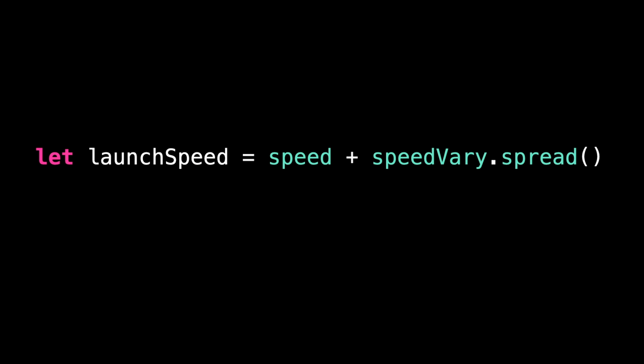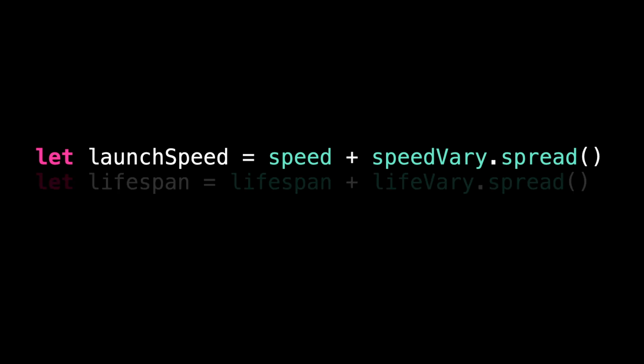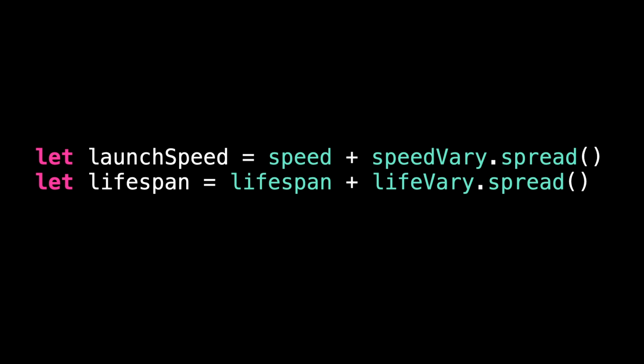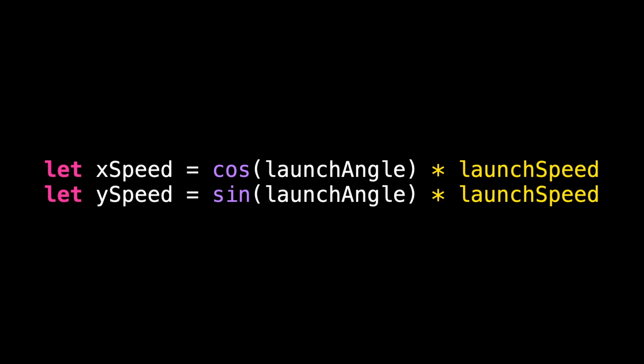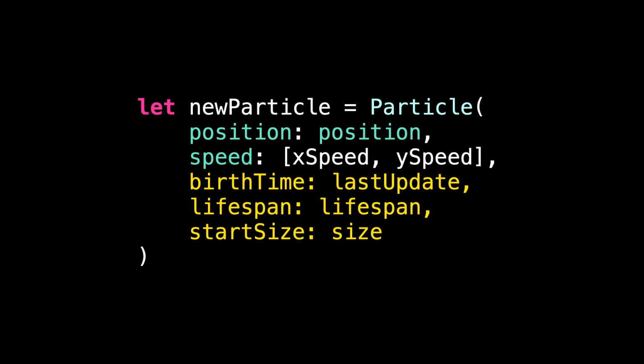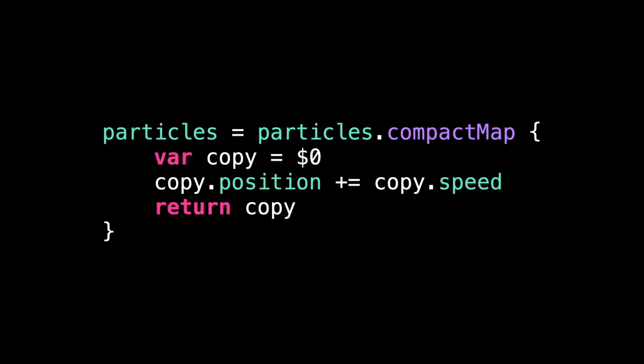So, the speed for this particle is some base speed plus some amount of speed variation. Then something similar for our lifespan, and for the size. Inside the create particle method, we can apply the new speed immediately. Then we can send the other values into the particle's initializer. Inside the update method, we need to change the way we're updating each particle.